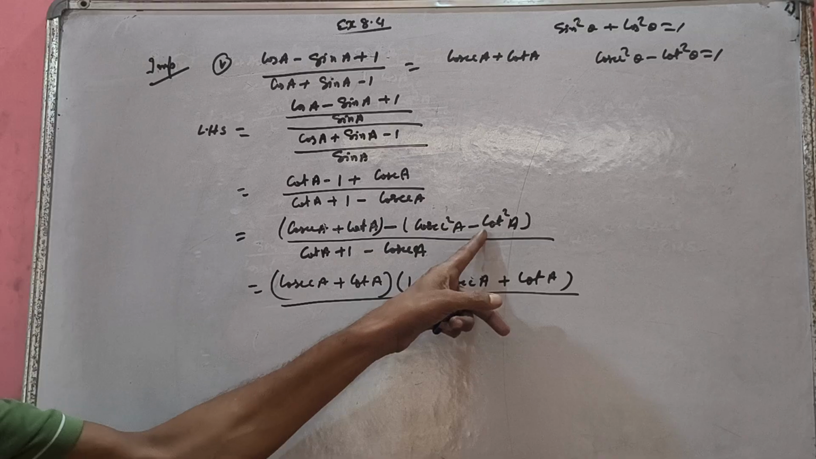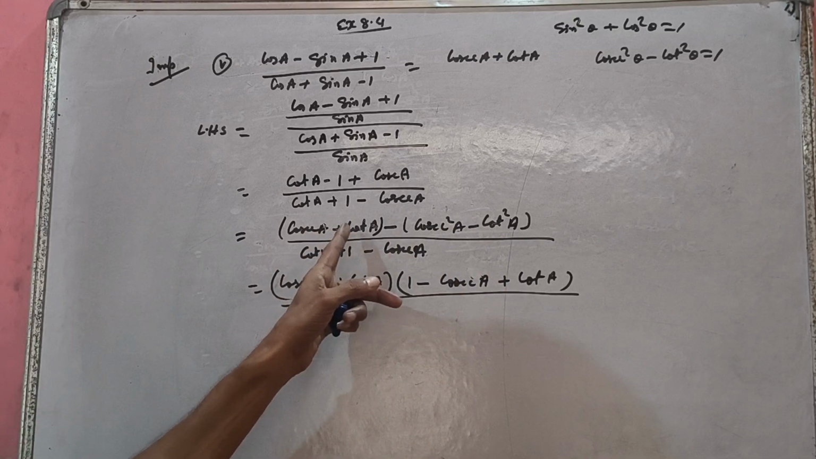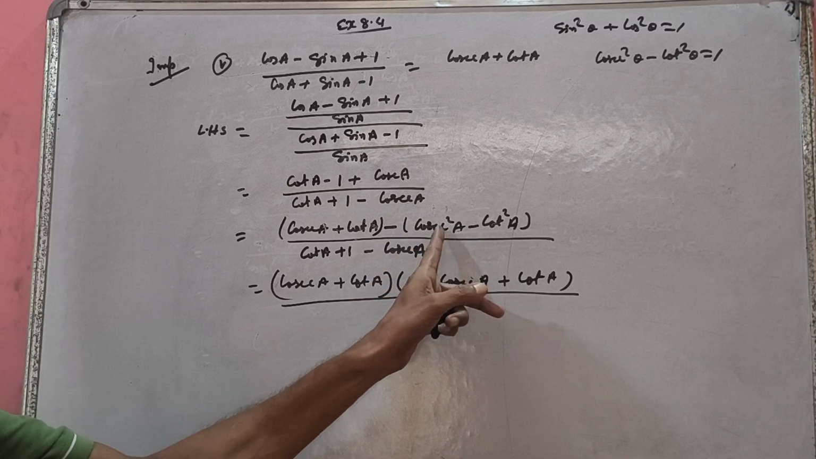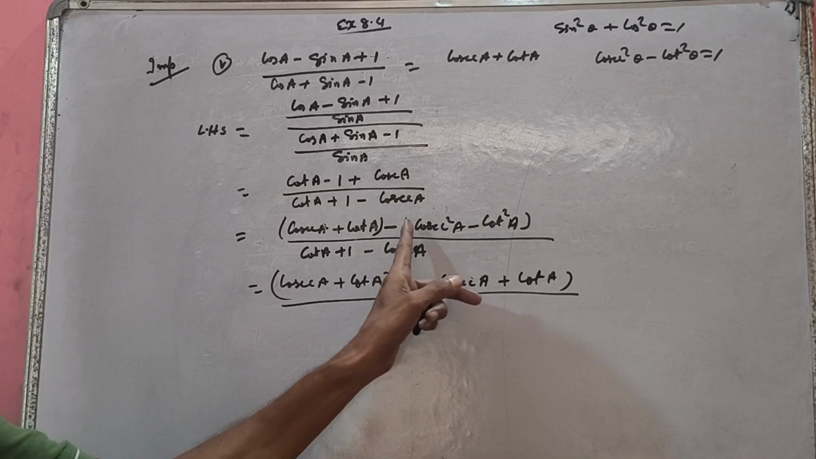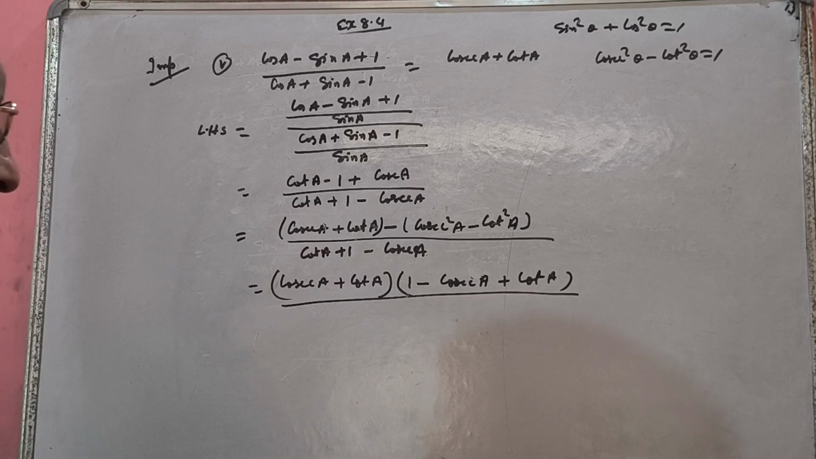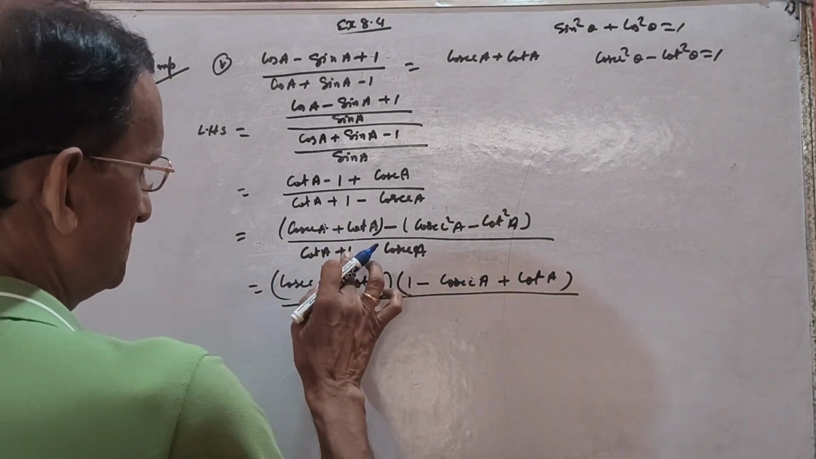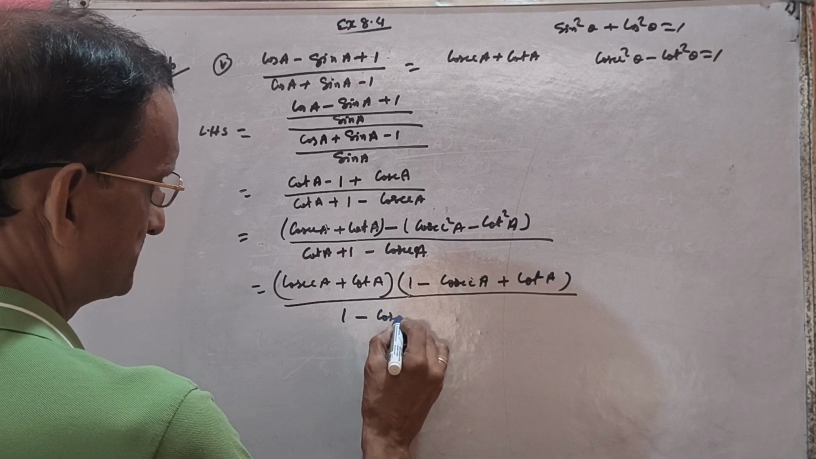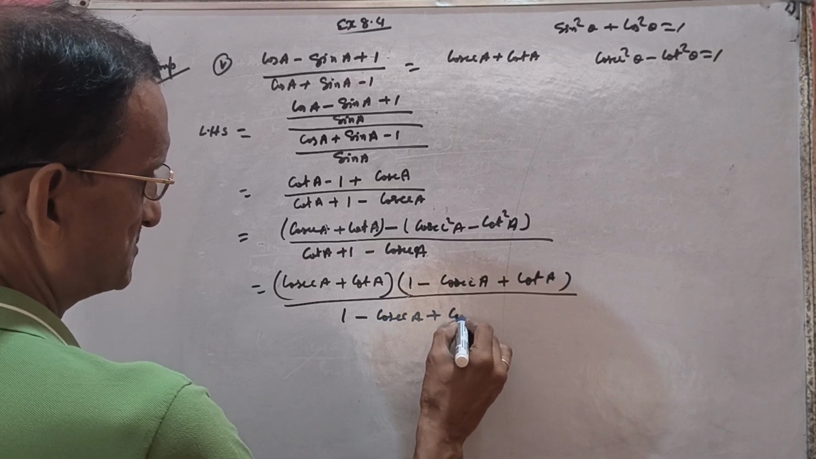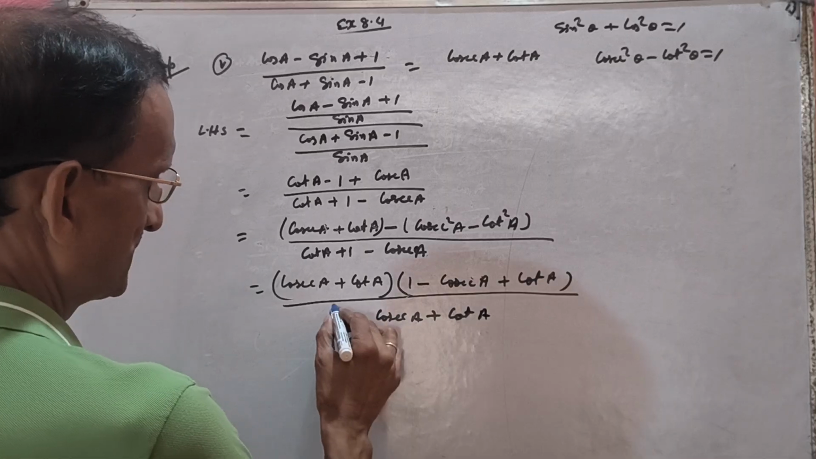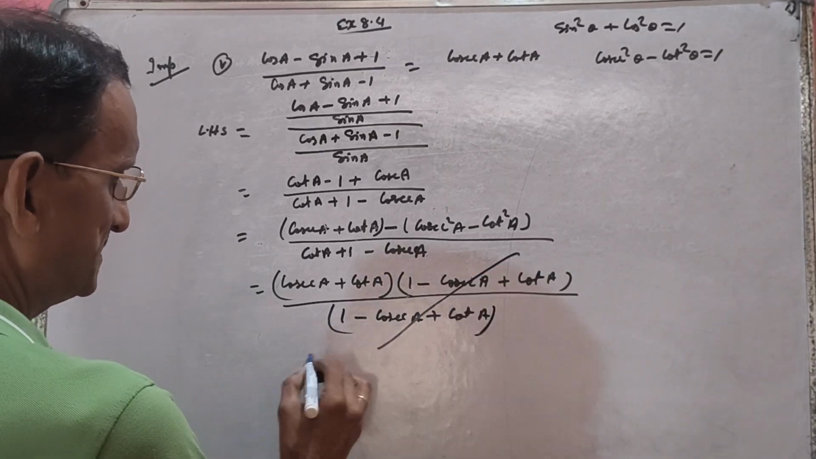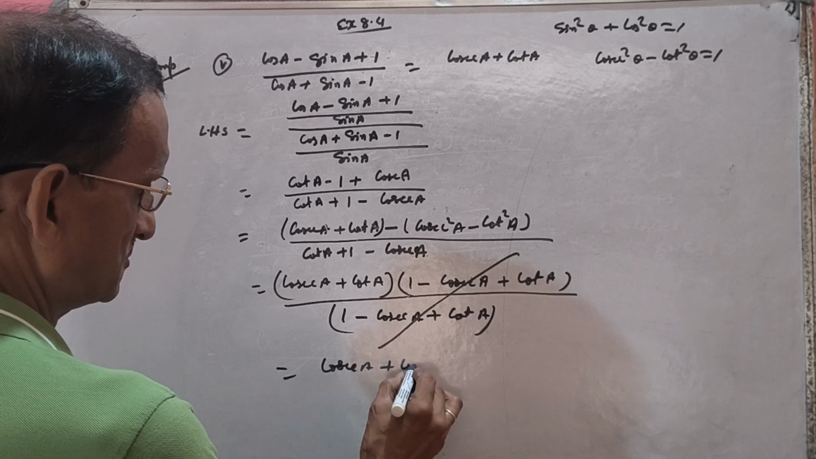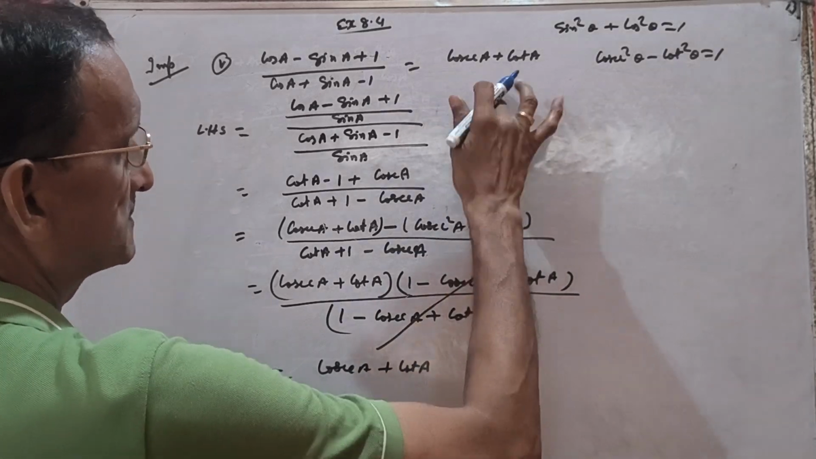A square minus B square, what do you write? A plus B into A minus B. A plus B is common. What is left here? 1. What is left here? A minus B, cosec A minus cot A. But because of the sign it will change. And what is the denominator? See, write down 1 first, then minus cosec A, then plus cot A. Can you see here? This time this has cancelled. What is left? Cosec A plus cot A. And this was the right hand side.